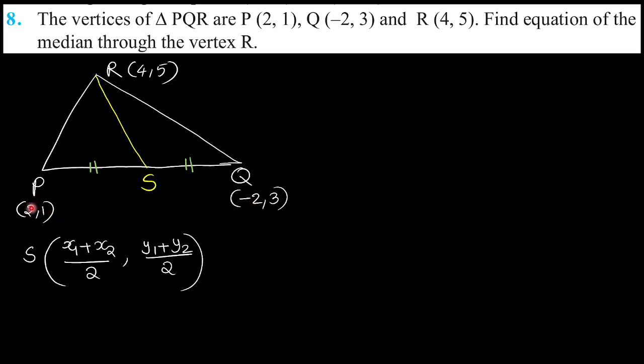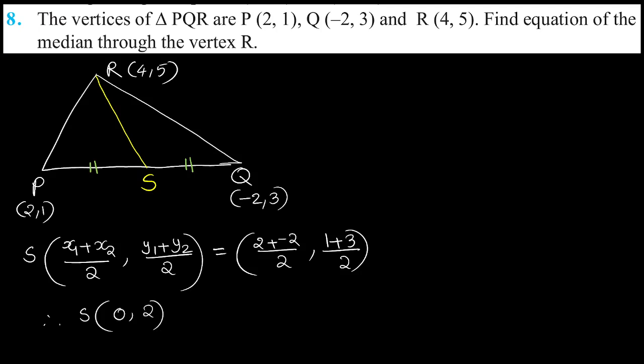x1 plus x2 means 2 plus minus 2. Clear? x1 plus x2 will be 2 plus minus 2 by 2, comma, y1 plus y2 by 2 will be 1 plus 3 by 2. 1 plus 3 divided by 2. The coordinate of S will be 0, 2. Calculation I don't want to discuss. 0, 2. You can mark it in the diagram. 0, 2 is the coordinate of S.